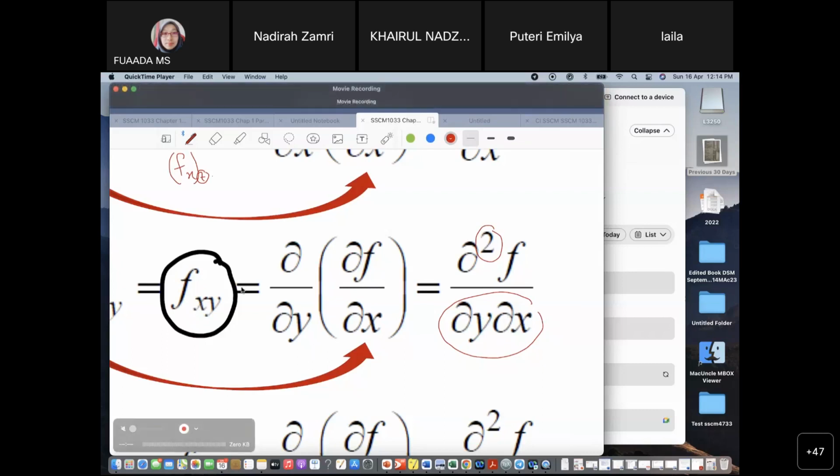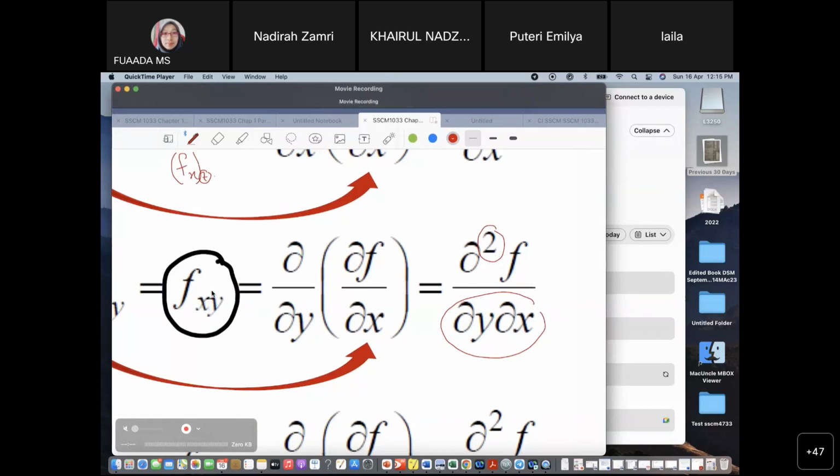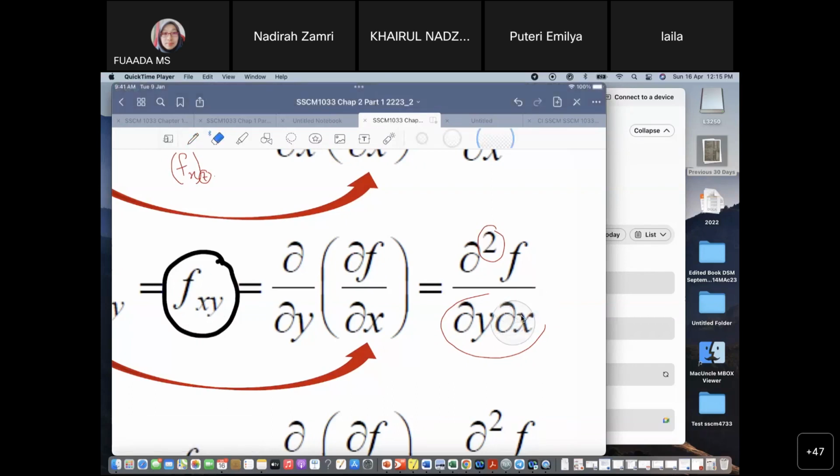Okay, so I repeat, for this subscription form, the first left is the first derivative followed by the rest. Okay, x dulu and then y. Based on this example, you differentiate terhadap x dulu and then y. But kalau dibagi dalam bentuk simbol macam ni, yang paling kanan is the first. Yang paling kanan, yang ini, this one.